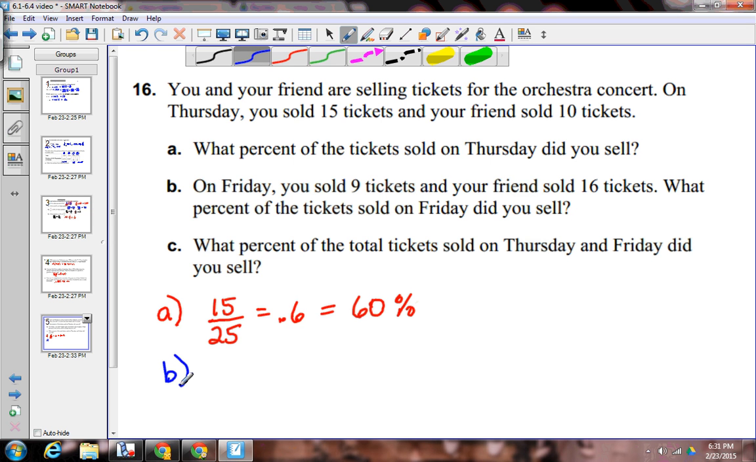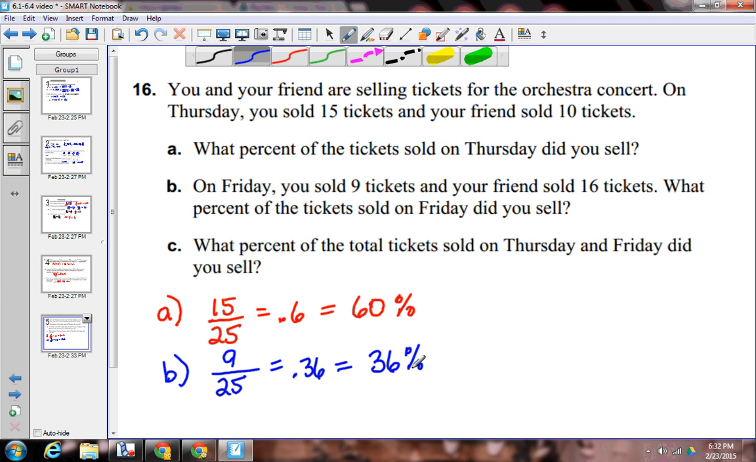And for B, you're finding out what percent of your sales on Friday were yours. So this time you sold 9, and our new total would be 9 plus 16, which happens to be the same number as for Thursday. And 9 over 25 is going to give us 0.36, which we would multiply by 100 to turn it into a percent. So 36% of the sales on Friday were yours.